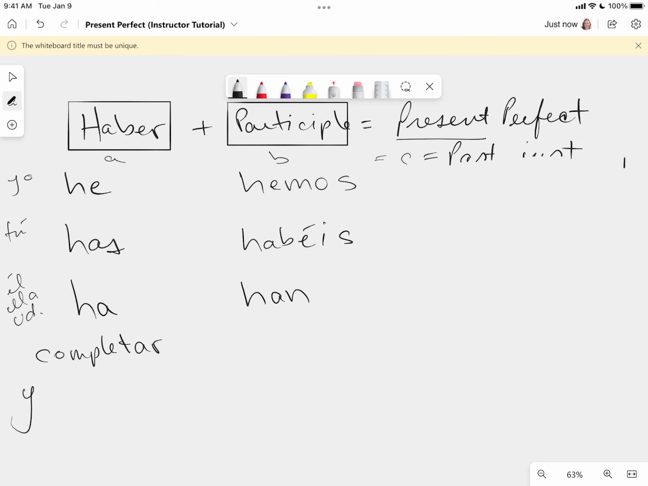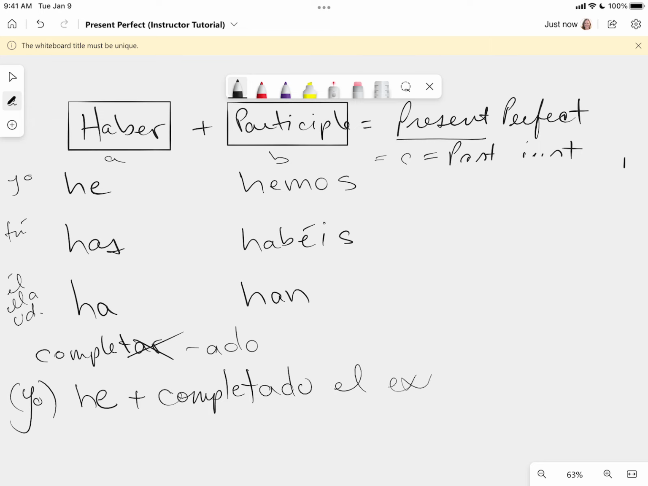So my first is, we know it's the yo form, right? We can either include yo or leave it out. It's always optional, or for clarification or emphasis, we include it. So yo, what would my yo form of haber be? Go ahead and look at your chart. He, now I need part B, completar. It's an AR verb, so what am I going to do? Drop the AR, add ado. He completado el examen.